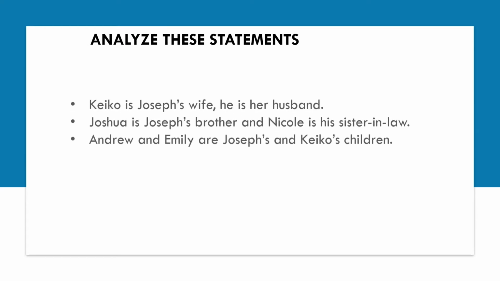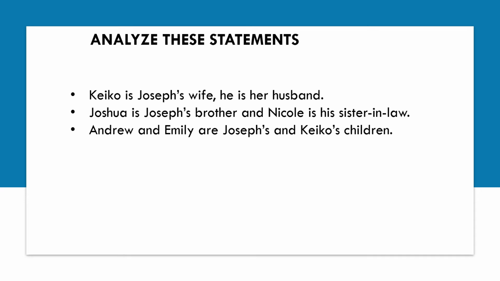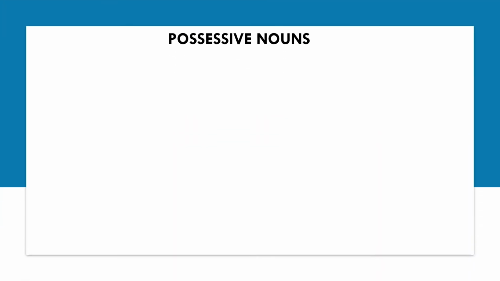Analyze these statements about Joseph's family. Keiko is Joseph's wife. He is her husband. Joshua is Joseph's brother, and Nicole is his sister-in-law. Andrew and Emily are Joseph's and Keiko's children. The possessive nouns are formed with a person and the apostrophe s. But I repeat, this apostrophe s is not the verb to be.